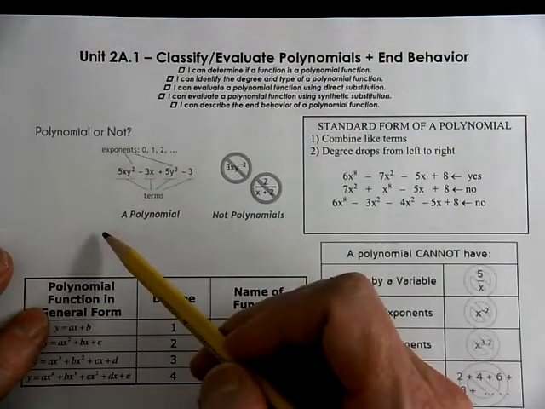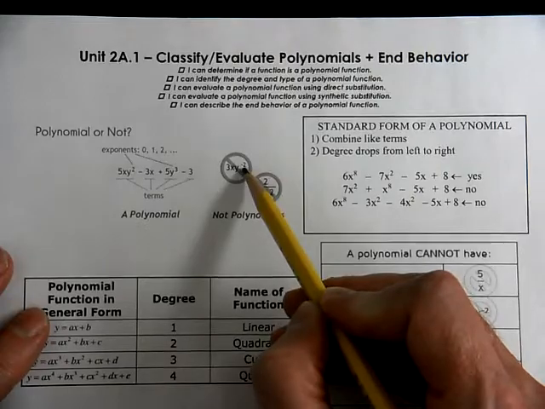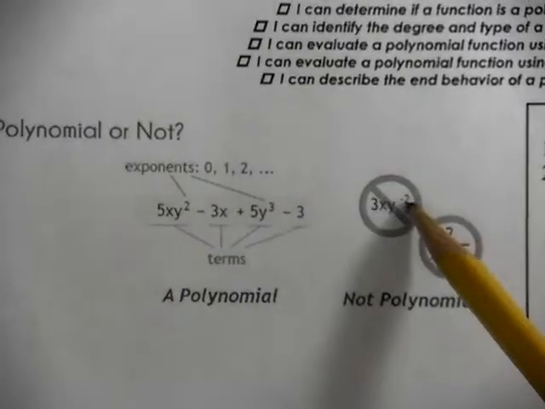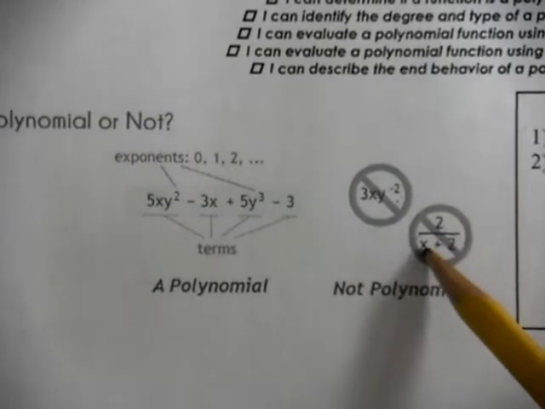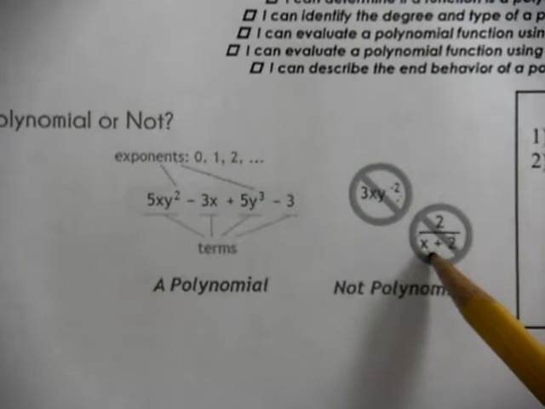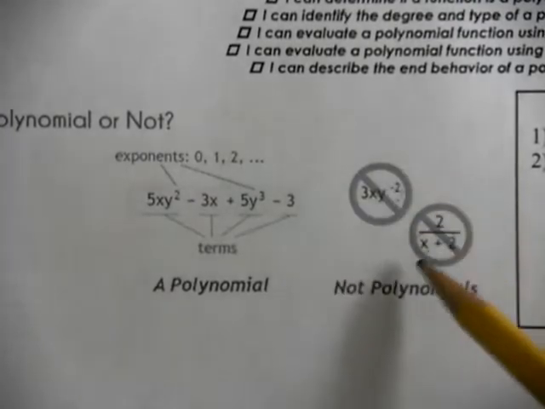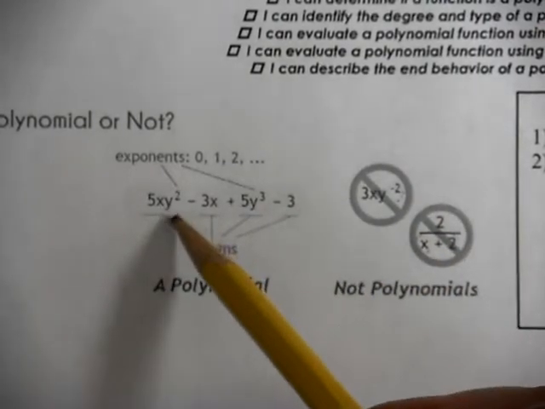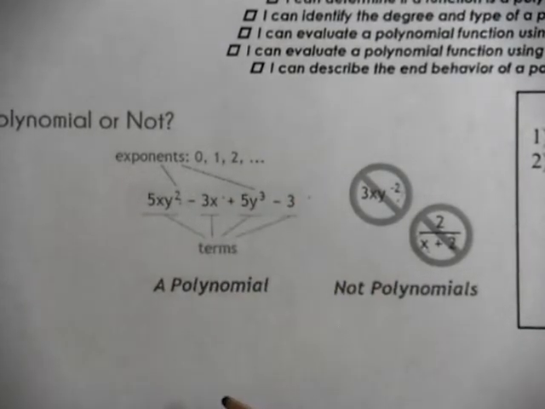So there's a few characteristics. A polynomial is not going to have negative exponents. A polynomial equation is not going to have an x in the denominator, which is another characteristic of a negative exponent. What you are going to have are integers for exponents, no fractions, no decimals.